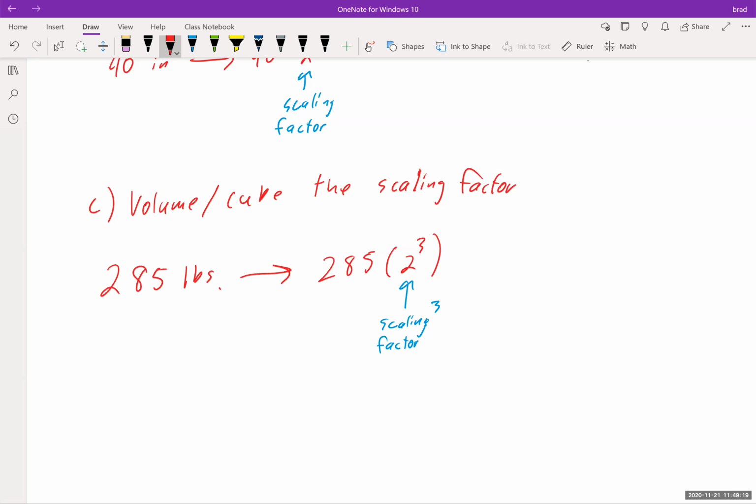So that would give us 2,280 pounds. That would be my weight if I doubled in size. That's actually a massive increase. If you think about it, I'm basically not quite 10 times, 8 times bigger, something like that, in terms of volume. So yeah, it's crazy how much it would go up. If you doubled in size, your volume would change a lot.